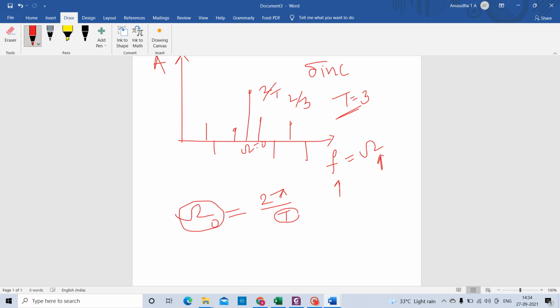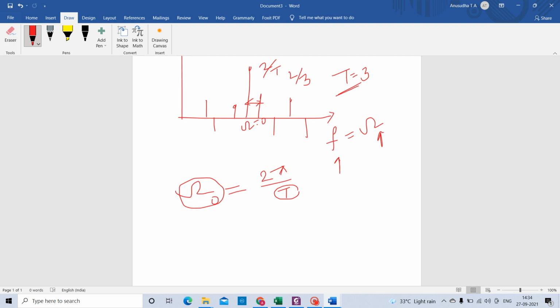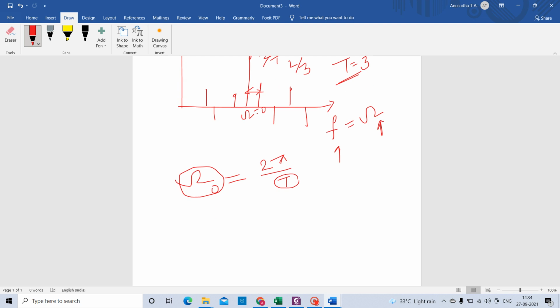Then how do we determine the spacing between the two samples? By using this equation, right? Delta omega. Delta omega is the spacing between the two samples, or the difference between the two frequencies.